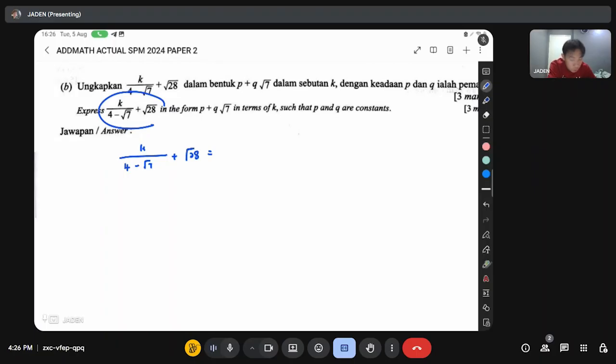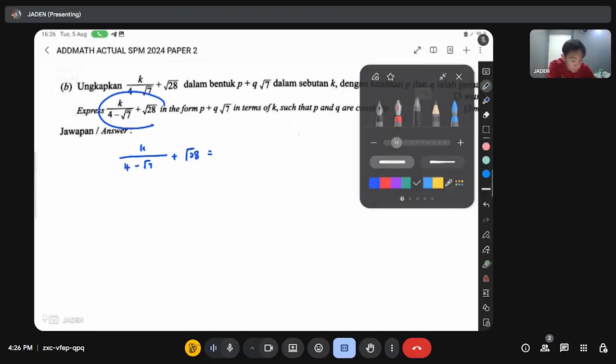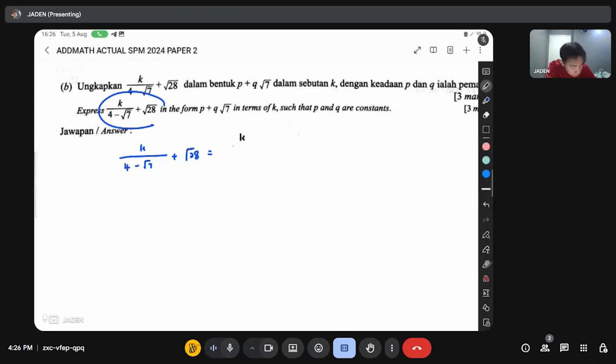Now root 28 itself is actually 2 root 7. If you try to press your calculator, you're going to get 2 root 7. Let me just write it down. This is 2 root 7. You can try to press your calculator. Root 28 is actually 2 root 7 in the simplest form.